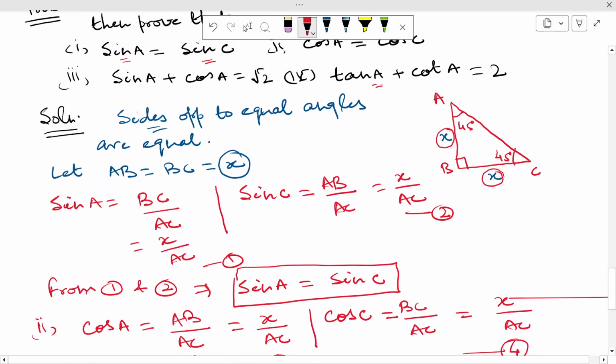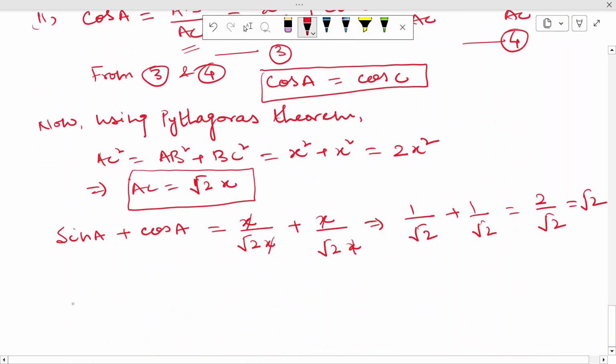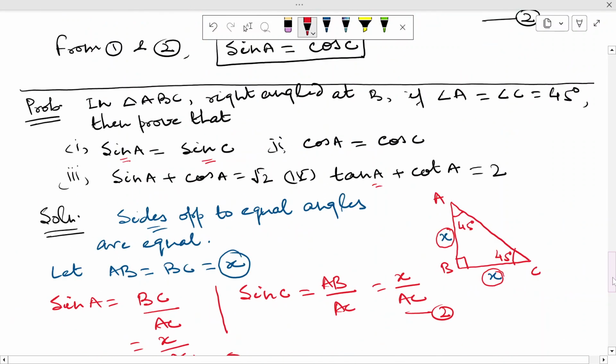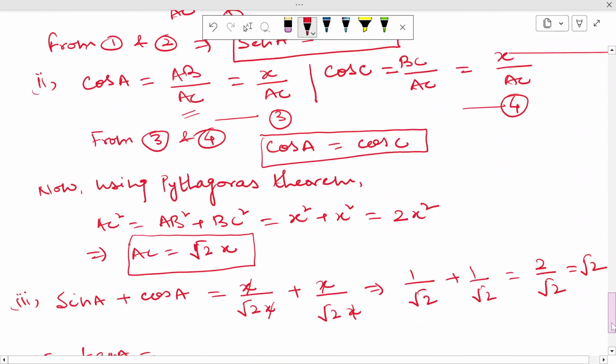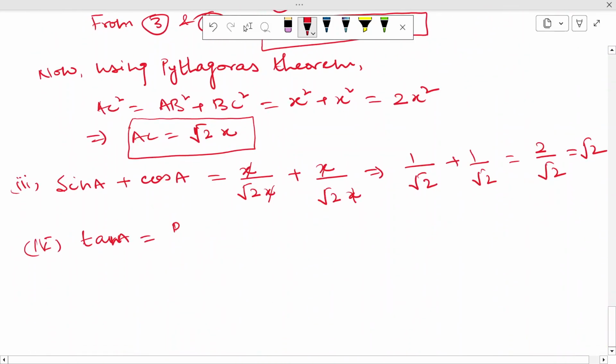Now in the fourth part we have to obtain the value of tan A plus cot A. So tan A, if you look at this diagram, when you consider the angle A, we have to consider the side opposite to the angle A, BC, upon the side adjacent to angle A, that is AB. So this is coming out as BC over AB.